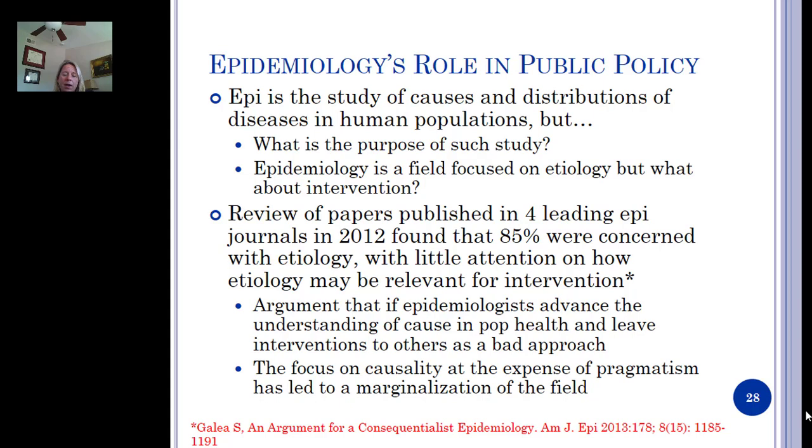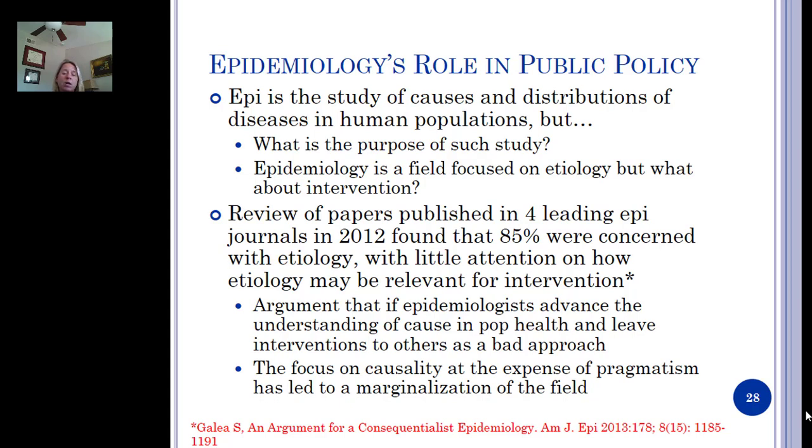Now, there was a paper by a man named Galea who looked at publications in four leading epidemiologic journals in 2012, and he found that 85% of those publications were concerned with the etiology of a disease, with little attention on how etiology may be relevant for the intervention. So in that particular paper, which I strongly recommend you read, and it's included in the Blackboard readings, Galea argues that if epidemiologists actually advance the understanding of causes in population health and leave interventions to others, that's basically a bad approach. And the focus on causality of disease at the expense of pragmatism, he argues, has led to a marginalization of the field of epidemiology.